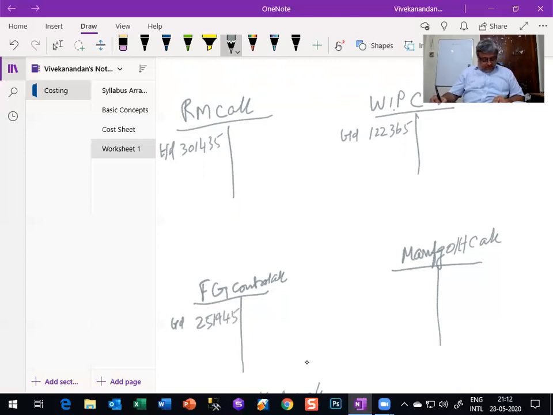Manufacturing overhead as a credit balance, 10,525. Will manufacturing overheads have a credit balance? Normally it will have a debit balance, or when it is absorbed fully it will be zero. Why is it having a credit balance? This signals that there is some over absorption. I hope you are familiar with under absorption and over absorption. So that's why it's coming on the credit side.